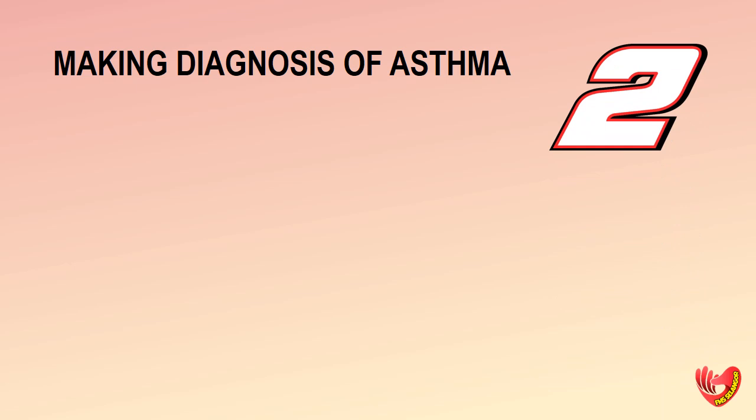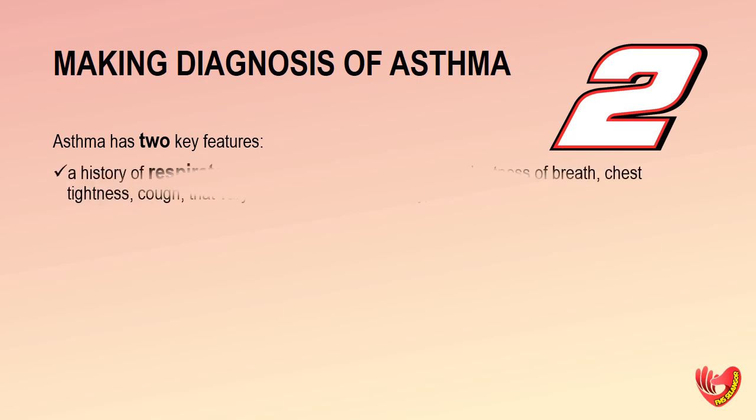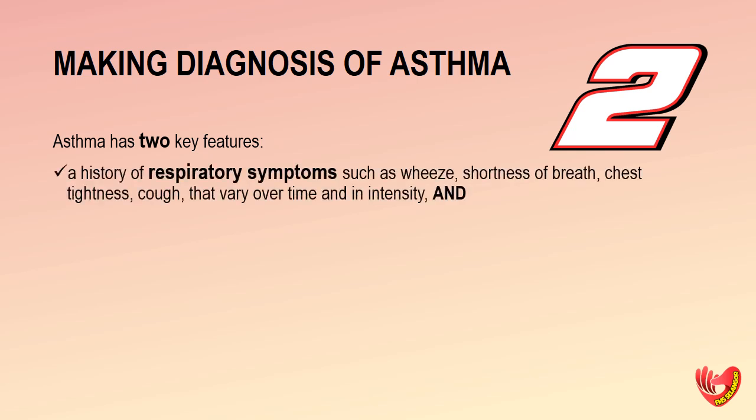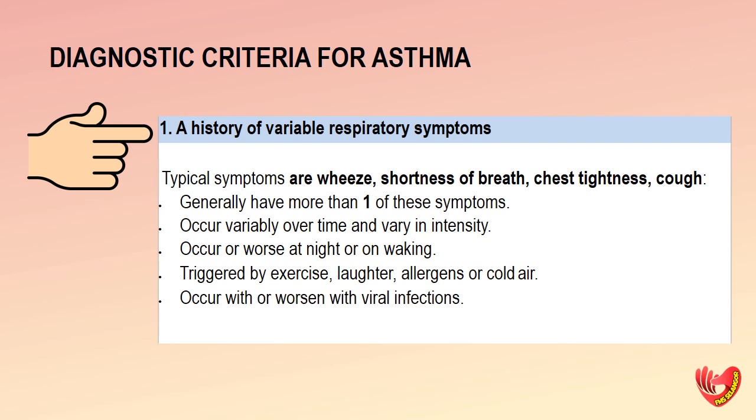Making a diagnosis of asthma has two main key features. One, a history of respiratory symptoms such as wheeze, shortness of breath, chest tightness, and cough that vary over time and intensity, and two, variable expiratory airflow limitation. Diagnostic criteria for asthma. One, a history of variable respiratory symptoms.